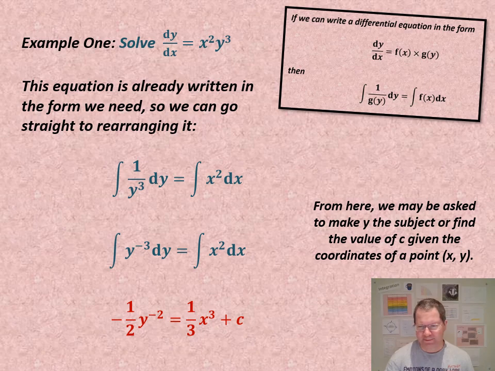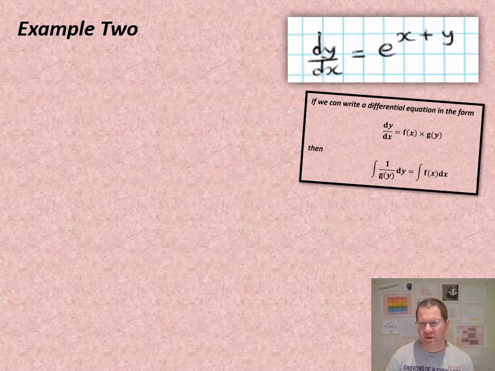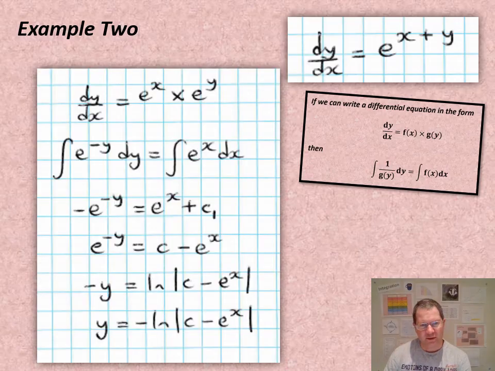For our second example, we have dy by dx equals e to the power of x plus y, and we've already said that we'd like to write that in the form f of x times g of y on the right. Now we can do that because e to the power of x plus y is the same as e to the x times e to the y. So now we can divide by e to the y. That gives us 1 over e to the y on the left, which is the same as e to the minus y, and we can times by dx, and that gives us the integral of e to the minus y dy equals the integral of e to the x dx.